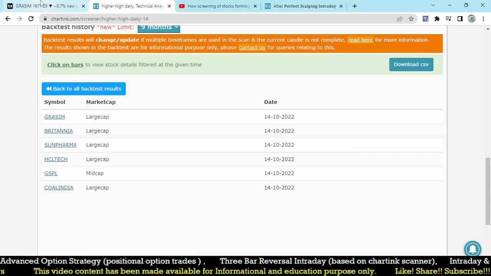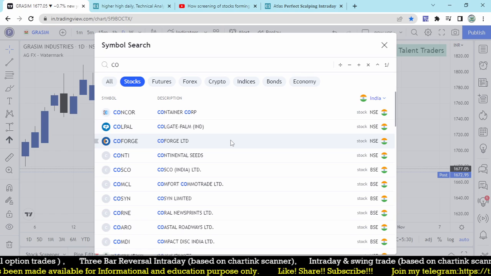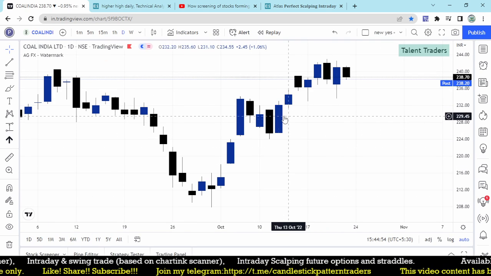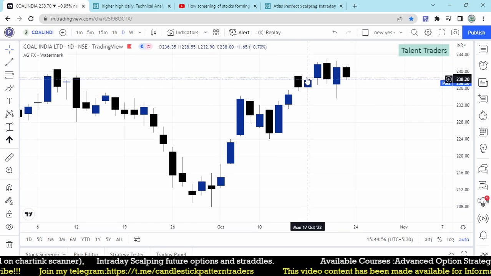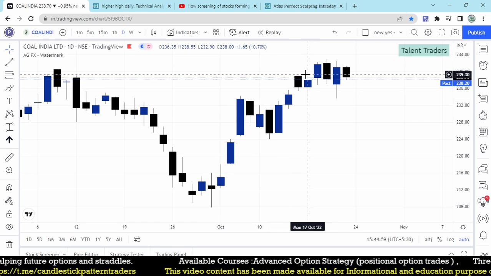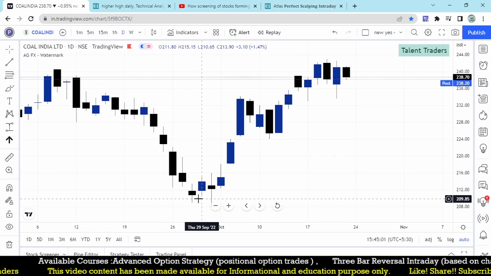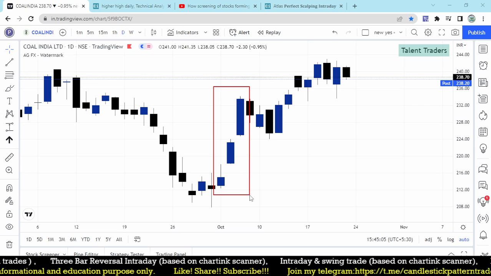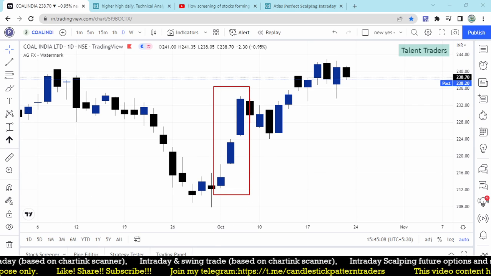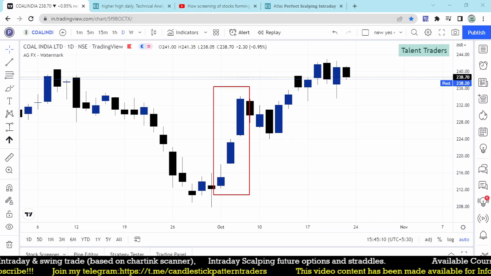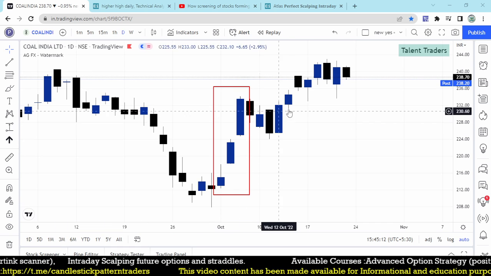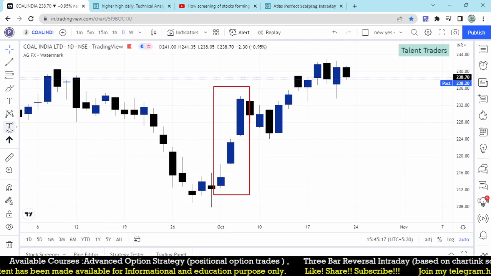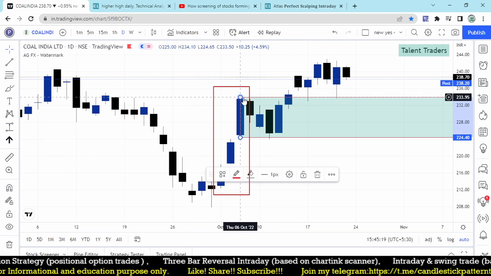And GSPL and Coal India, let me go for Coal India. That is also forming such a pattern. 1, 2, 3, and that is happening on 14th October, but it is also a red candle. But if you focus on Coal India, here is another opportunity, the three consecutive higher high candles, which is a quality band, but the risk is big. The entry opportunity got triggered on 13th October. From that particular point, let's look at how much it moved.